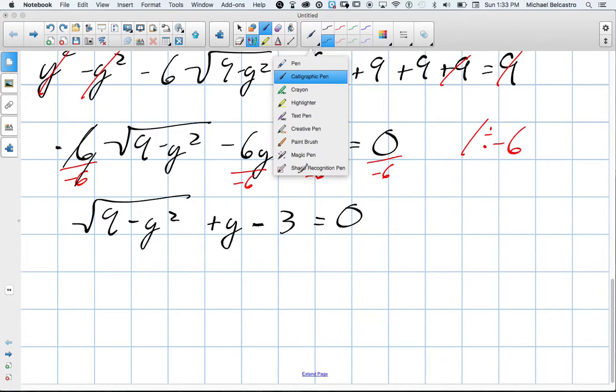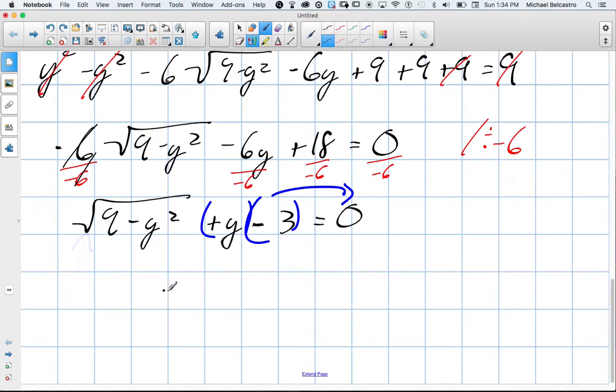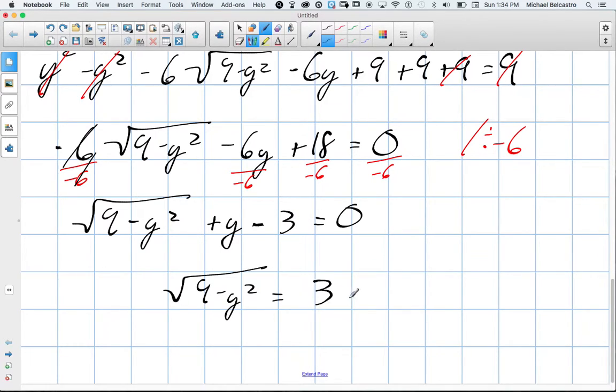Now we have a root here, a square root. I'm going to move these two terms to the other side of the equation so that we can deal with this root. When we do that, we're going to be left with the root of 9 minus y squared is equal to, when y goes over, it'll become negative, and the 3 will become positive. So I'm going to write the 3 first: 3 minus y on this side.